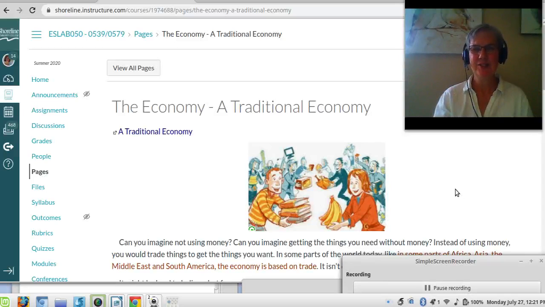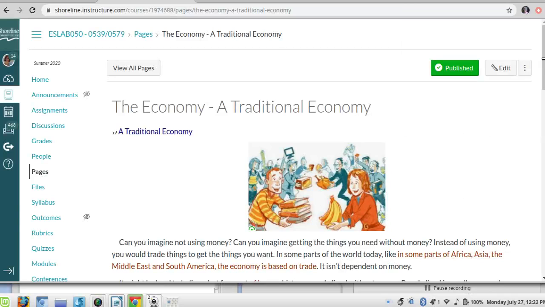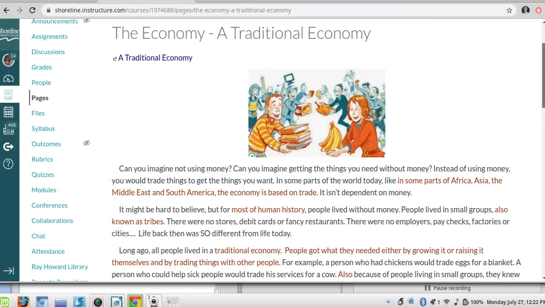I'm so happy that you're here to learn about traditional economies. A traditional economy is when people trade. I have long been interested in economics. I don't know why, it's just one of the things I'm very interested in.